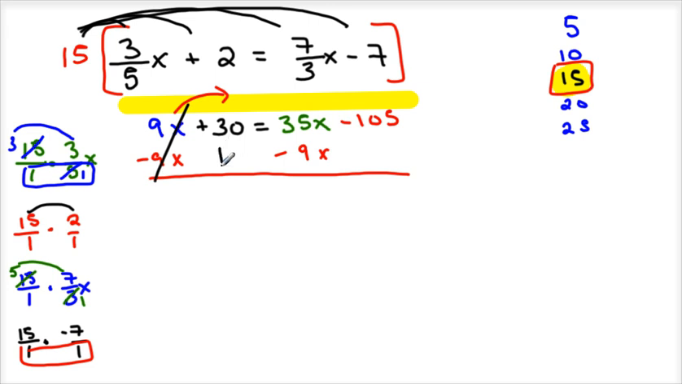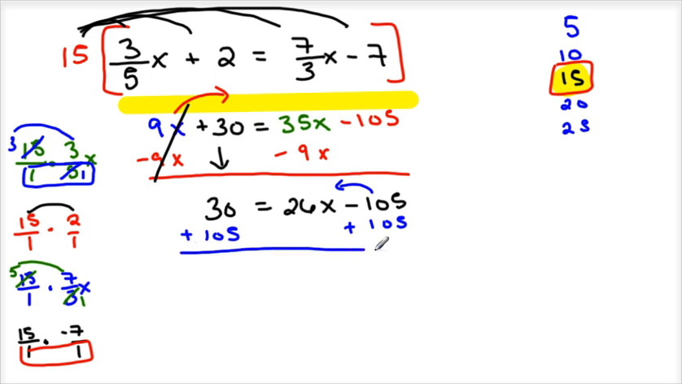My 9x is going to go away, simplifying, so I'm left with 30 equals 35x minus 9x, which should be 26x minus 105. Now my second goal is to bring my 105 over to the other side, so that my variables are on one side and constants on the other. So plus 105, plus 105. These should simplify. I'm going to get 135 equals 26x.